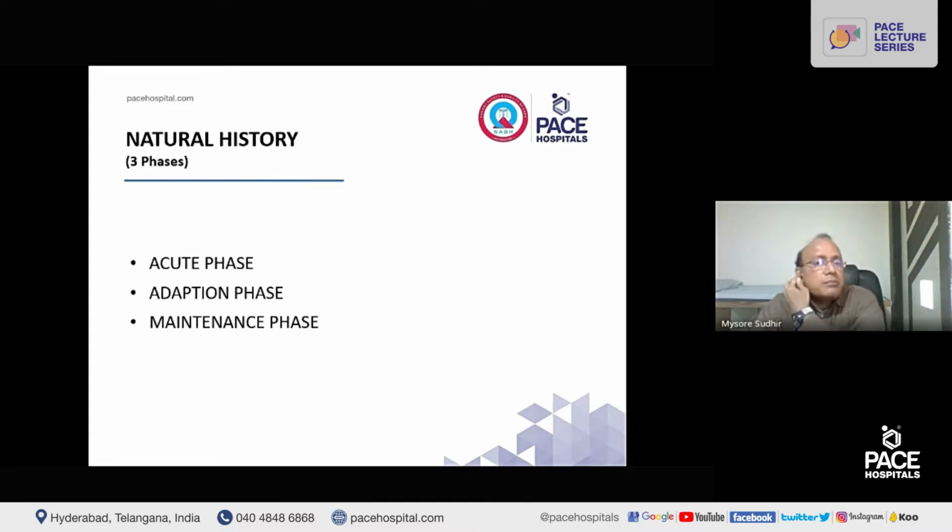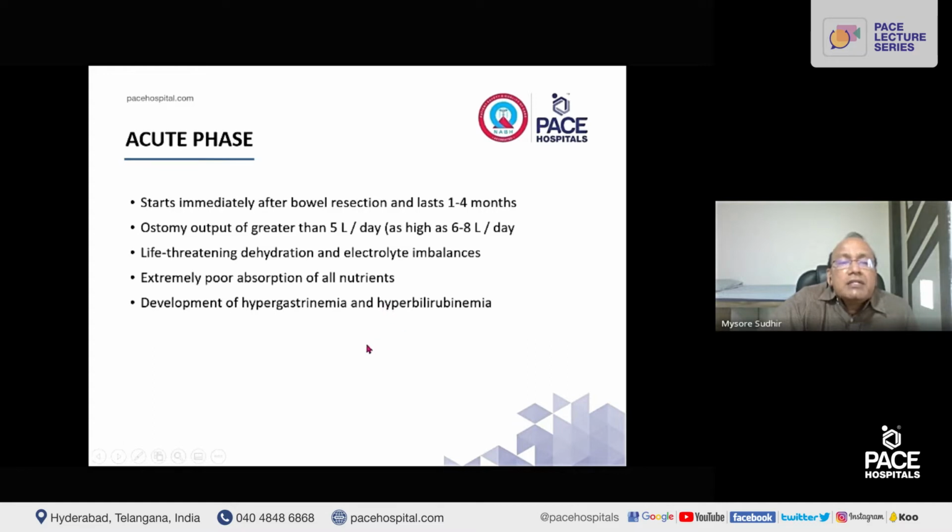So, how does a patient present with short gut? We have 3 phases: the acute phase, the adaptation phase, and the maintenance phase. I'll talk in a little detail about the acute phase. It starts immediately after the bowel resection and lasts for about 1 to 4 months after the surgical procedure. This is very important because during this time, a lot of electrolyte imbalance and dehydration can occur.